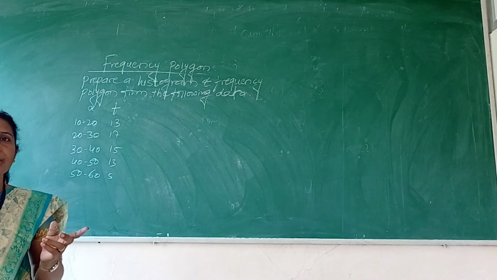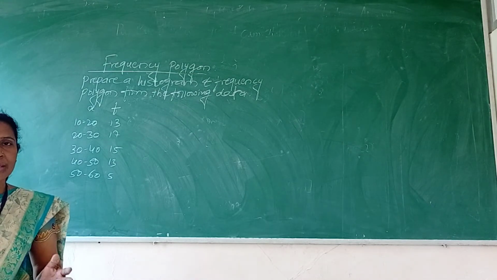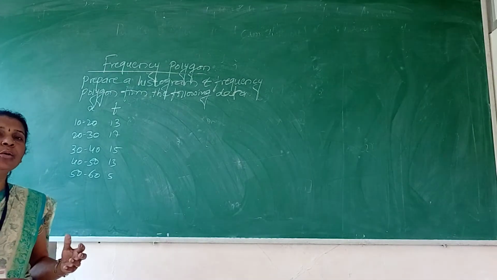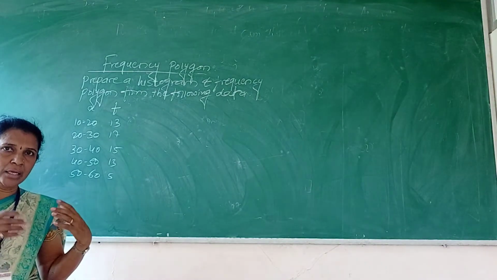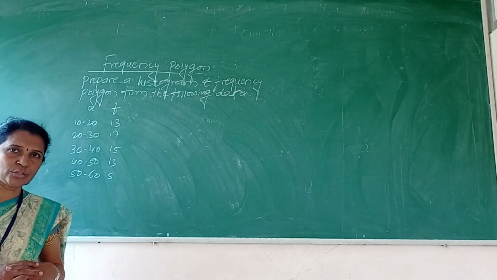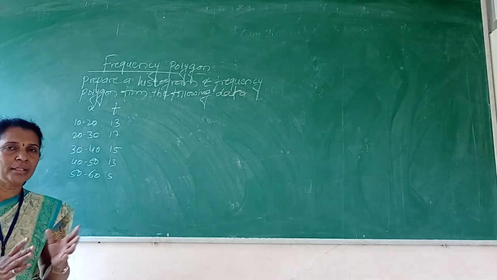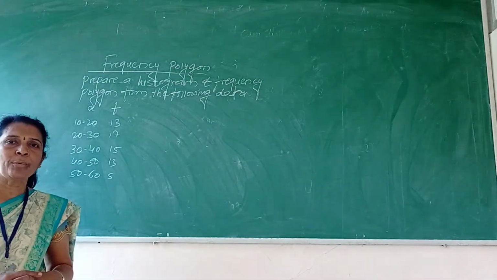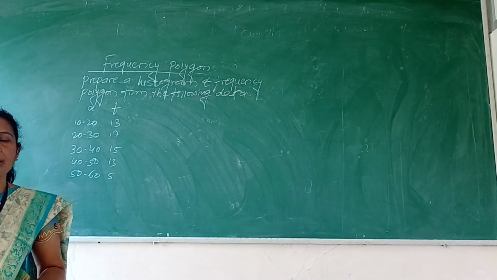A frequency polygon can be drawn with the help of a histogram or without the help of a histogram. Depending on the question, you have to decide whether the polygon has to be drawn along with the histogram or just a polygon. If nothing is given to you, then you directly represent the frequency polygon on the graph. Then, how is a frequency polygon drawn?